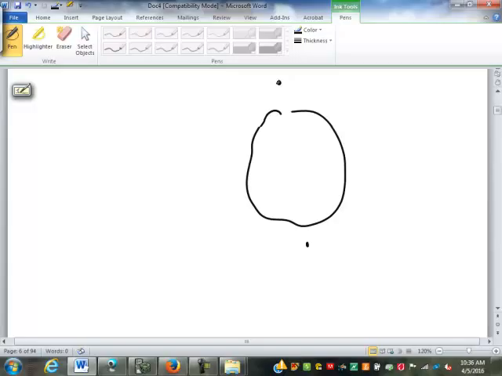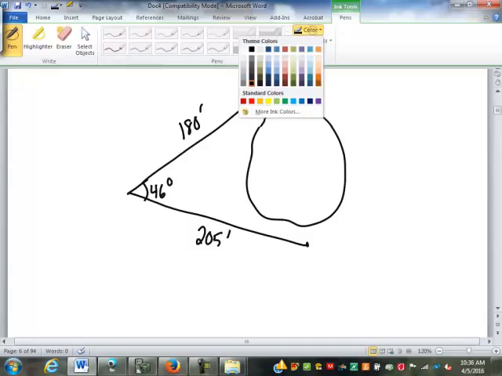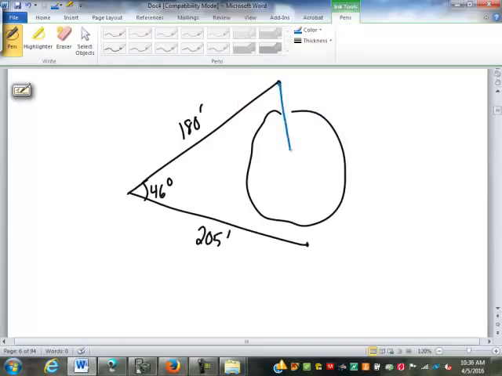What we can do is this. We can measure back to a common point, and we can go back to that theodolite that we talked about before to find the angle in between. Let's say we measure this to be 180 feet, and this we measure to be 205 feet. And we find this angle here to be 46 degrees. I want to now find the distance between those 2 points.